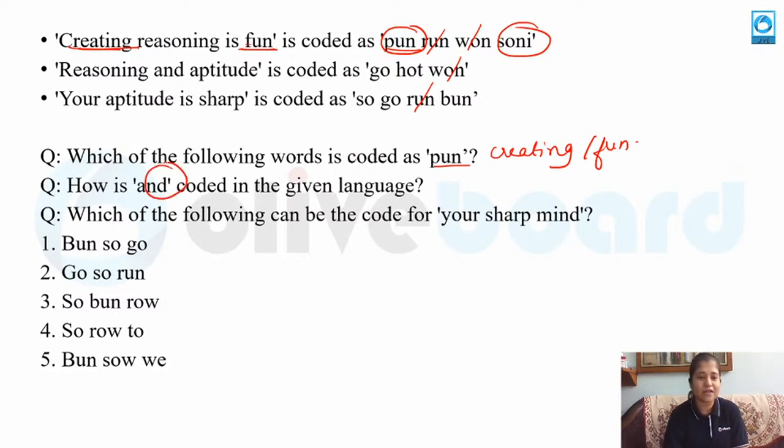How is "and" coded? So look at where "and" is. It is here, and "reasoning" and "aptitude" have already come, which means the code for "and" should be exclusive. "Go" is already there in the third one, "hot" is not here, right? So this will be "hot".